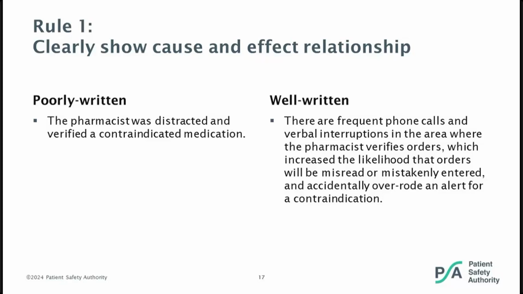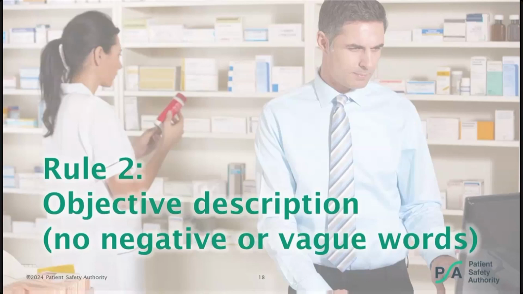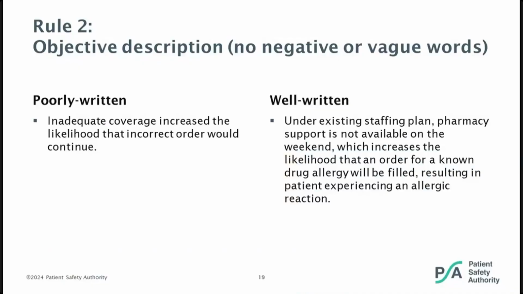Something along those lines. Rule number 2, we want an objective description. We don't want negative words. We don't want vague words. We don't want to refer to our staff as lazy or incompetent, those kinds of things. We want to avoid that. We really want to focus on the process, the underlying situation again, and not focus on the individual. We'll get into a little bit more of that with the next rule. But you can see here our first example: inadequate coverage increased the likelihood that an incorrect order would continue. Okay, so we have a little bit of cause and effect there. We increased the likelihood because there was inadequate coverage. What's inadequate coverage? What is inadequate? That's a word we don't really know.